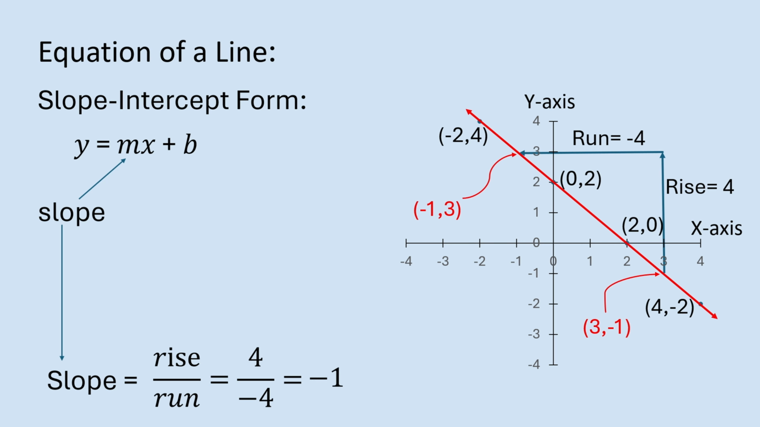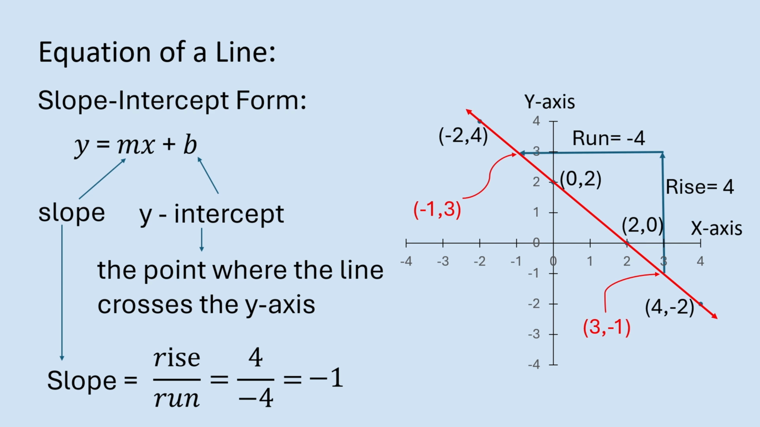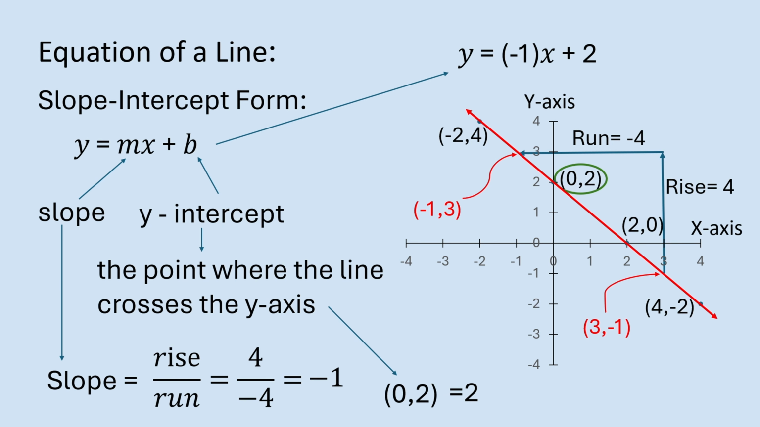So this is the slope m value for the equation. Now b value. b value is the y-intercept, the point where the line crosses the y-axis. Here we can see (0, 2) is the point where the line crosses the y-axis. (0, 2) gives b = 2. So the equation is y = -x + 2. Here m = -1 and b = 2.